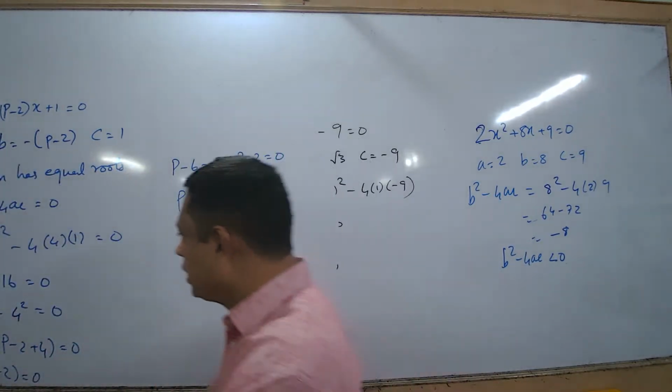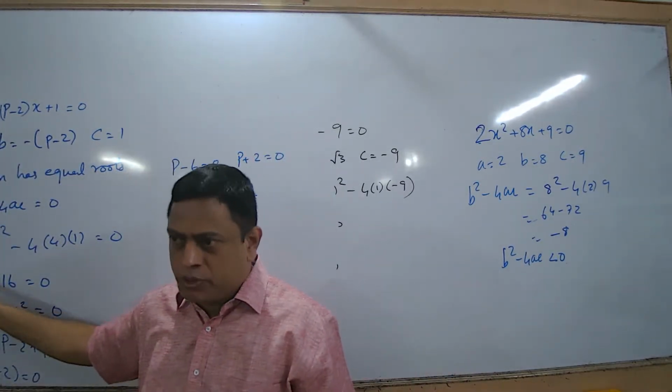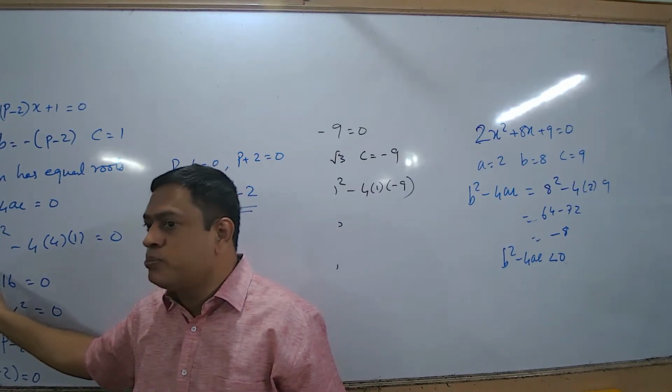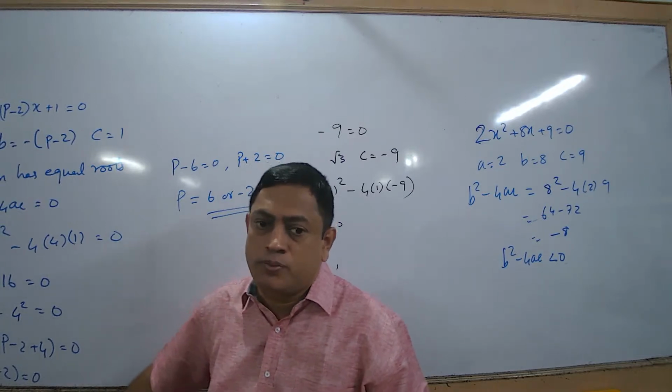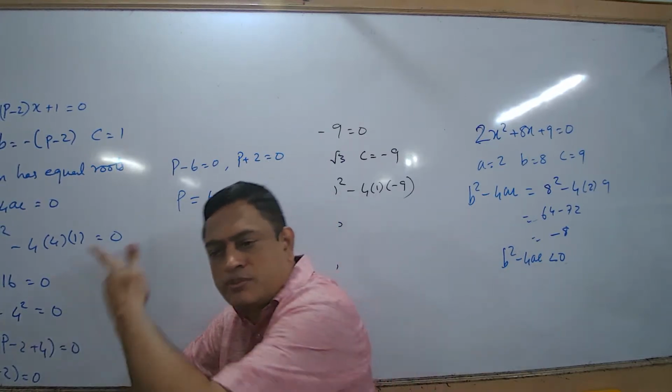Some others do it by expanding: p square minus 4p plus 4 minus 16. Simplified, you get p square minus 4p minus 12. Split the middle term, and the same answer will come.